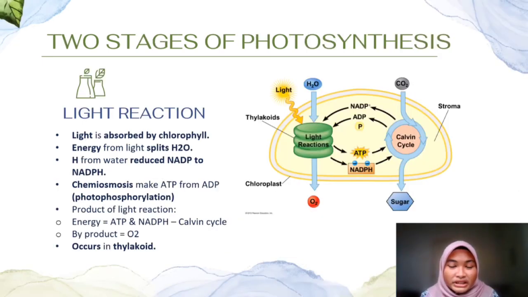There are two stages of photosynthesis. The first stage is light reaction. Light is absorbed by chlorophyll. Energy from light splits the H2O, and H from water functions to reduce NADP+ to NADPH. Chemiosmosis makes ATP from ADP, which is photophosphorylation. The product of light reaction is energy, equal to ATP and NADPH. The byproduct is O2. It occurs in the thylakoid.